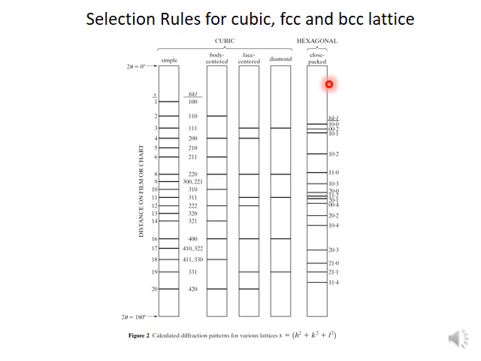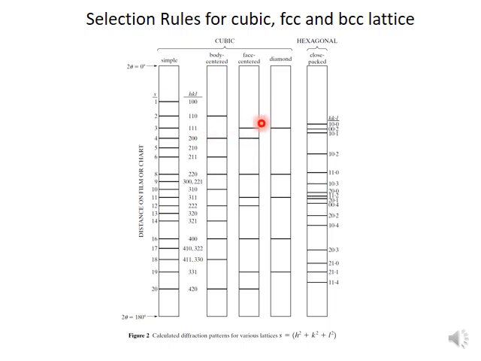So this is kind of just to summarize. In a simple cubic system, you see all those different HKLs which are possible in the scattering experiments. In the body centered, some of them are missing, particularly those whose sum is an odd integer. In an FCC, those would be missing which have mixed odd and even integer values.